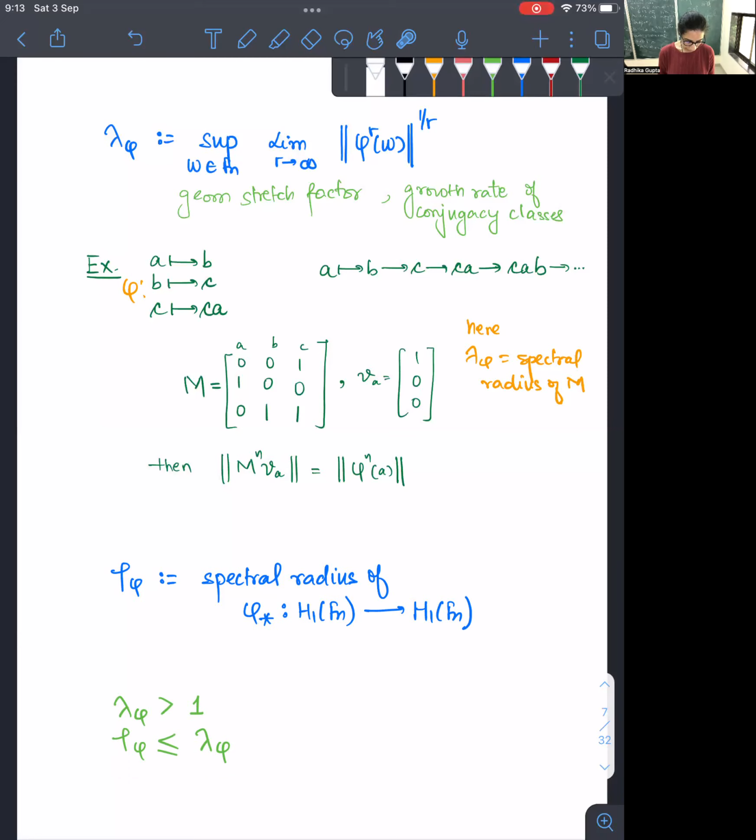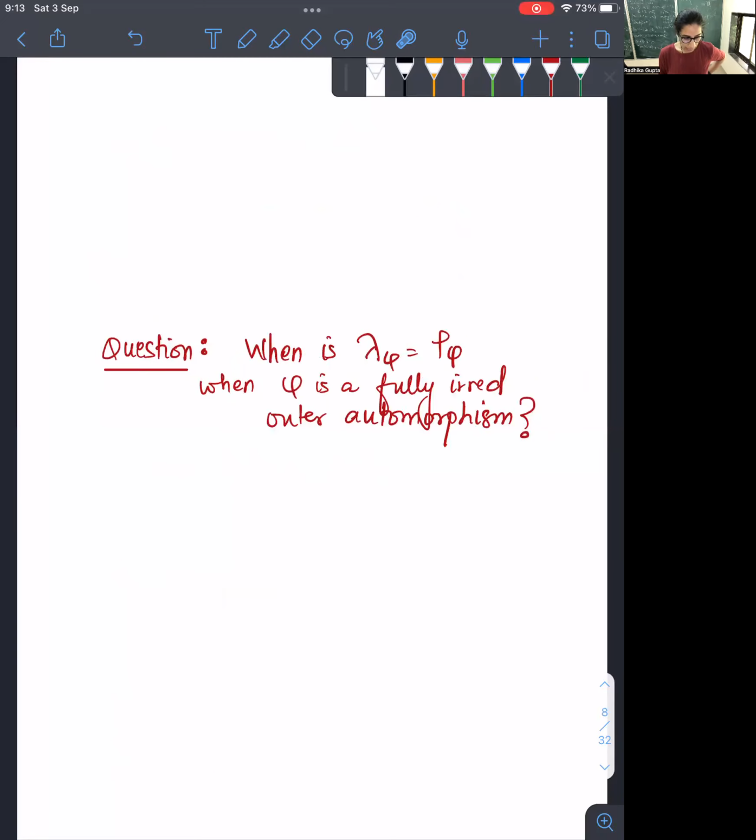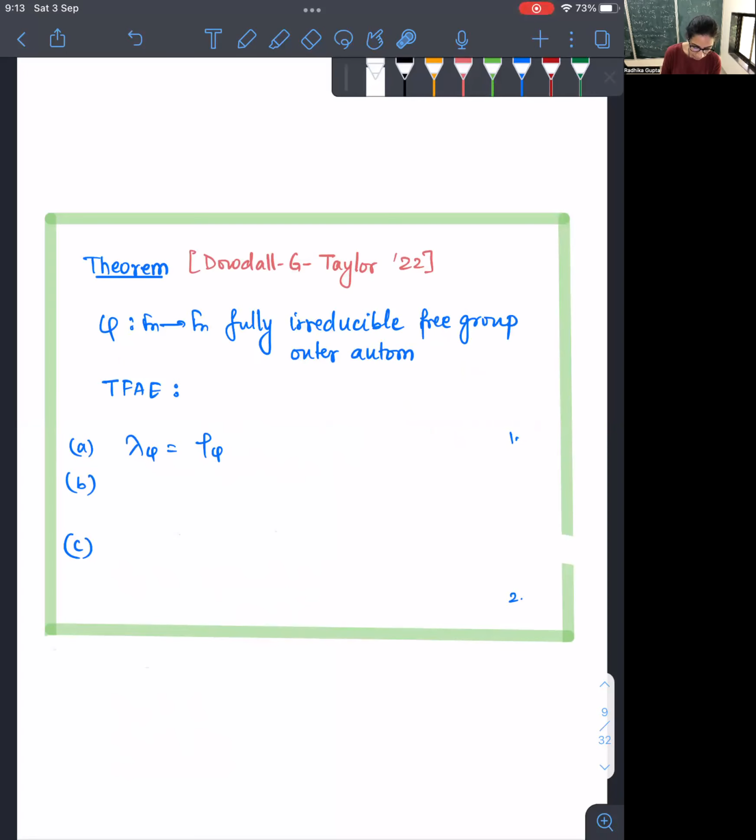Okay. So then the question now is, as with pseudo-Anosovs, when are the geometric stretch factor and homological stretch factor equal for a fully reducible automorphism? So this is the first question we answer in joint work with Spencer Dowdall and Sam Taylor. So if you start with a fully reducible outer automorphism, the following are equivalent. The stretch factors are equal if and only if the automorphism has an orientable graph map representative.